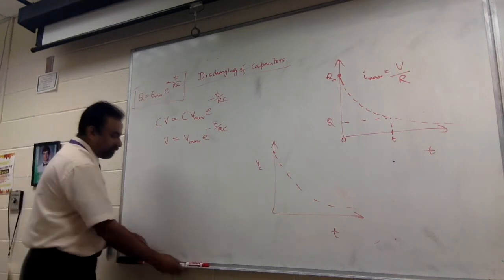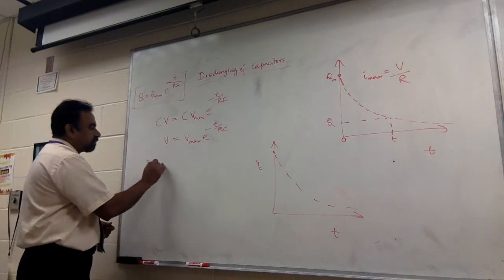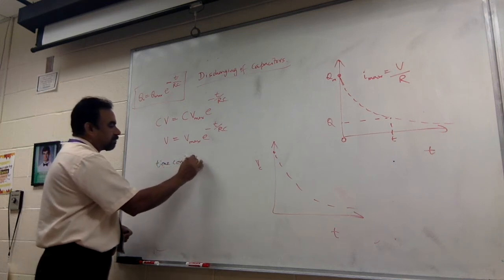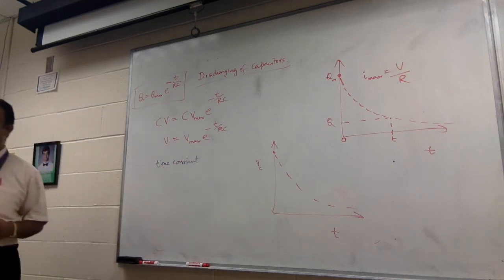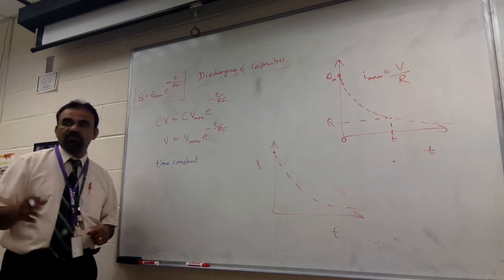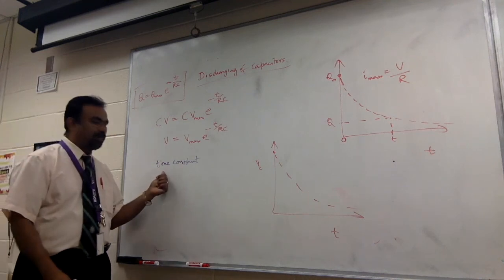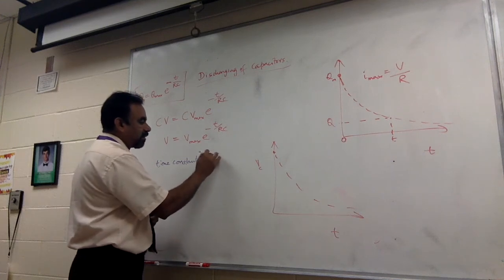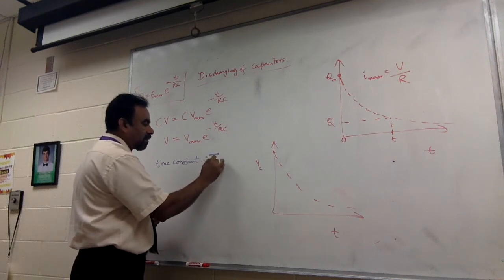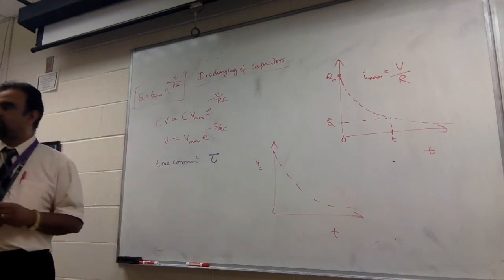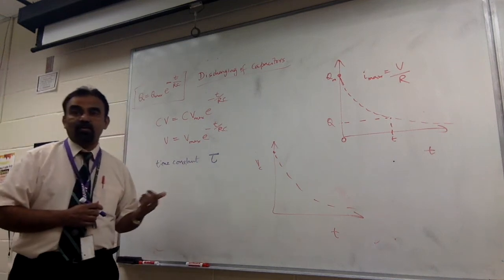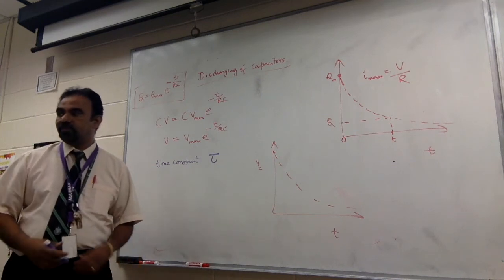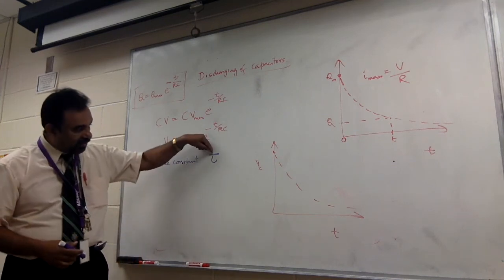Time constant. Time constant is a term that is used in capacitors. We don't use half-life. What is time constant? It's symbolized by the letter tau. That is tau. It's a Greek T. It doesn't have the top part, that's all.